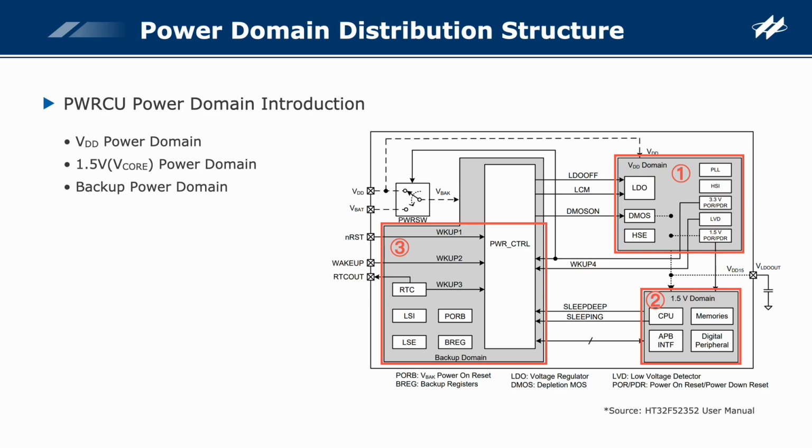Backup power domain. When VDD is powered on, the backup area is powered by VDD. When VDD is powered down and the V-core power is cut off, the backup area is continuously powered by VBAT, which is used to retain the contents of the backup registers and to maintain functions such as RTC.